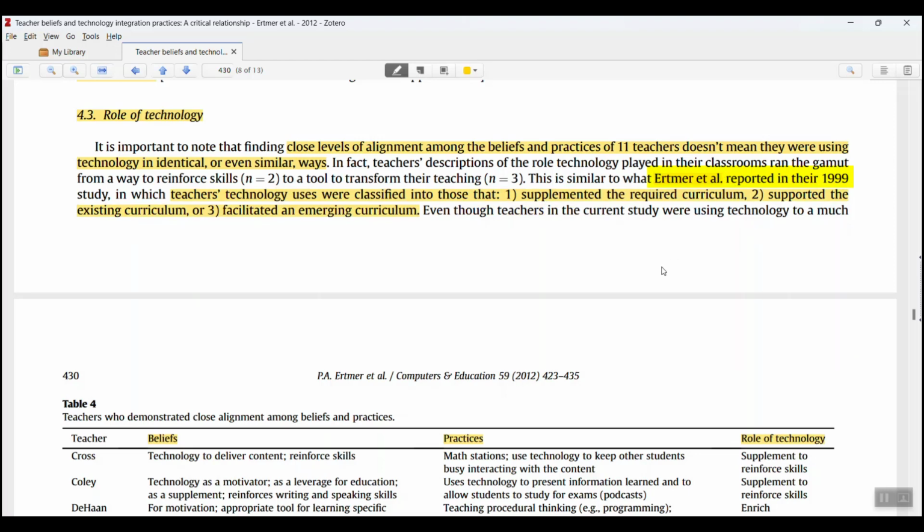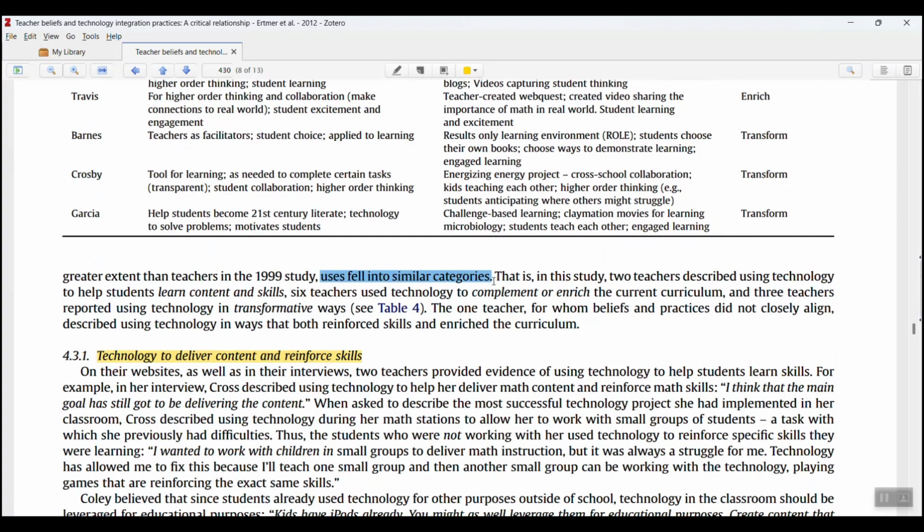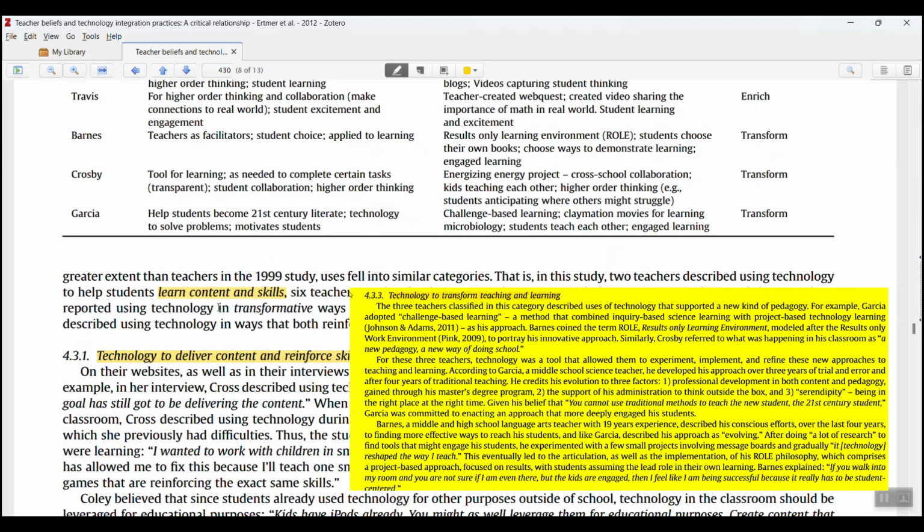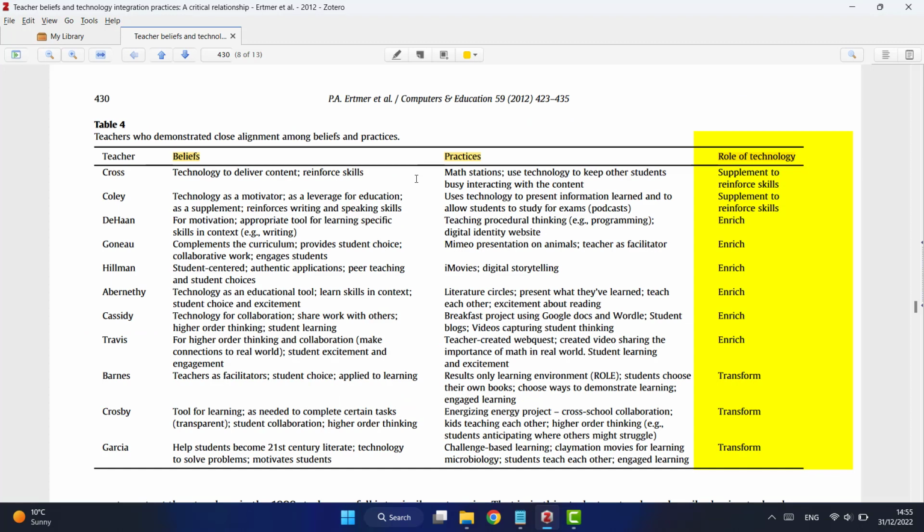In this study, 2 teachers used technology to help students learn content and skills. 6 teachers used technology to go beyond the subject to enrich the current curriculum. 3 teachers reported using technology in transformative ways in order to support new kinds of pedagogies. Table 4 gives the details, and these 3 roles were in detail elaborated by 3 subsections that follow Table 4. Each subsection is dedicated to one role of the technology.